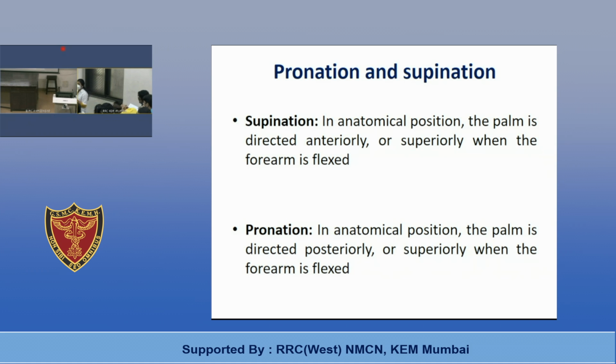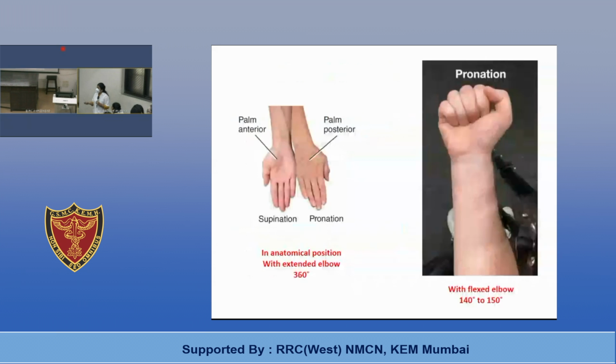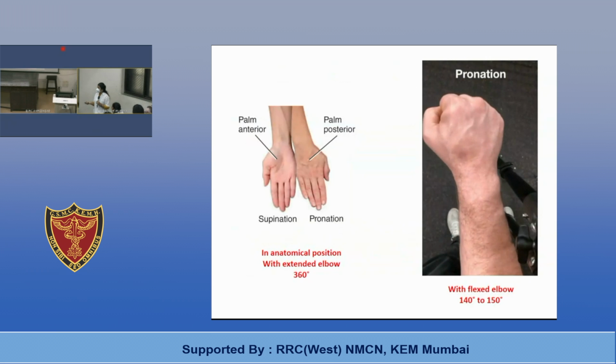Usually you will get a short answer question on these movements, supination and pronation. So what is expected? You are supposed to define these movements. You are supposed to mention the joints at which these movements are occurring and the axis for the joint, and which muscles are responsible for supination and which muscles are responsible for pronation. Okay. So this is an anatomical position. You can see palm facing anteriorly and palm facing posteriorly, and with flexed elbow, the palm, not fist, palm facing above and palm facing below.